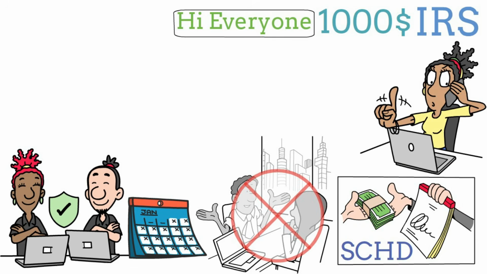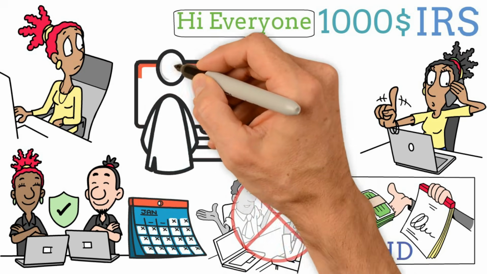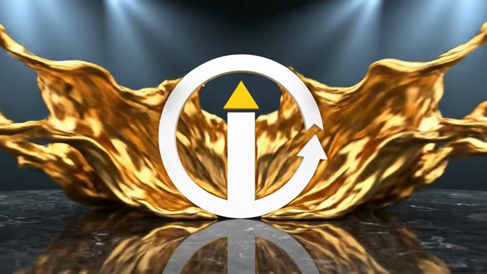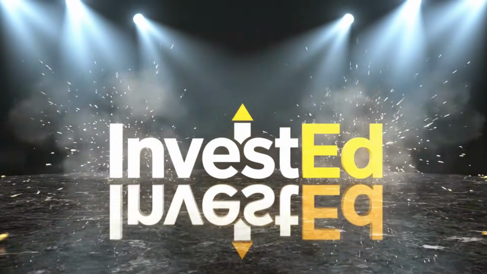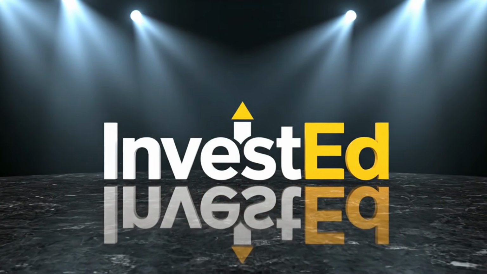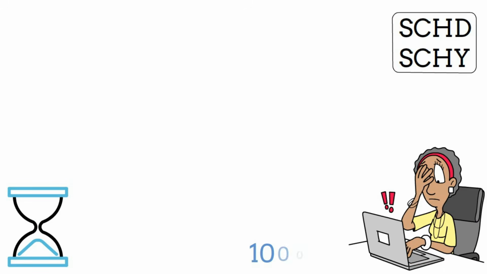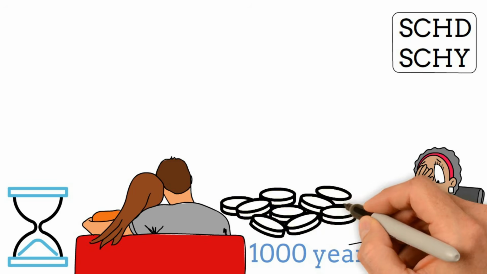A rule sitting right inside the tax code, available to every investor watching this video. The rule is what this video is about. By the end, you will know exactly how your SCHD and SCHY dividends are taxed, the one account mistake quietly costing most investors thousands every year, and how a married couple can legally pay zero federal tax on their dividend income.